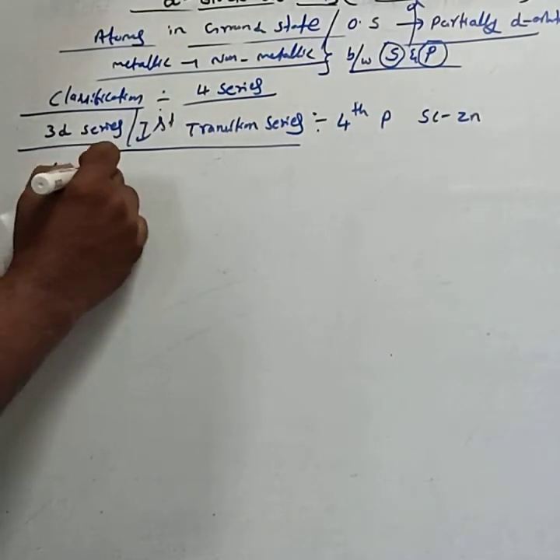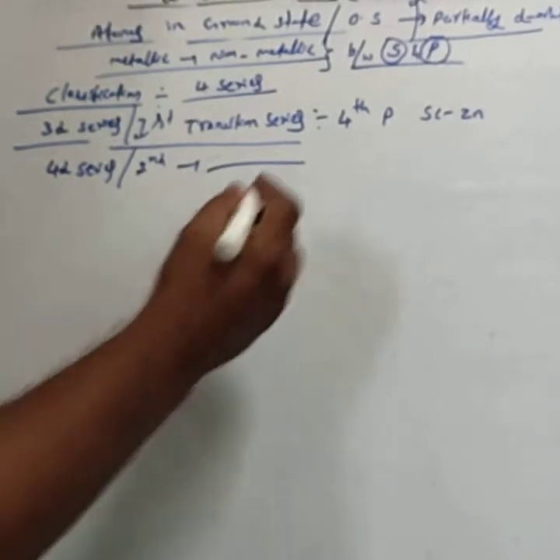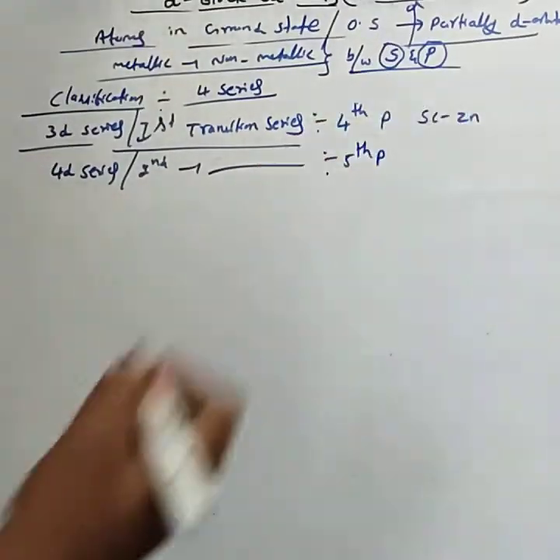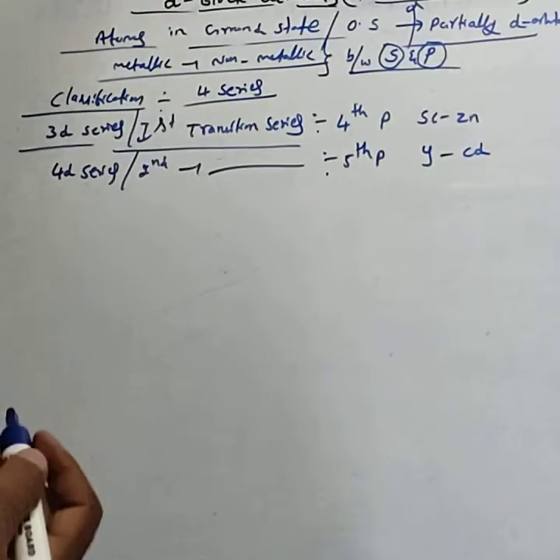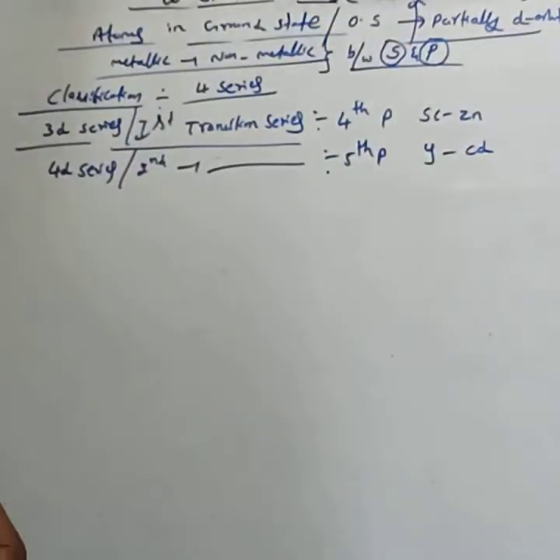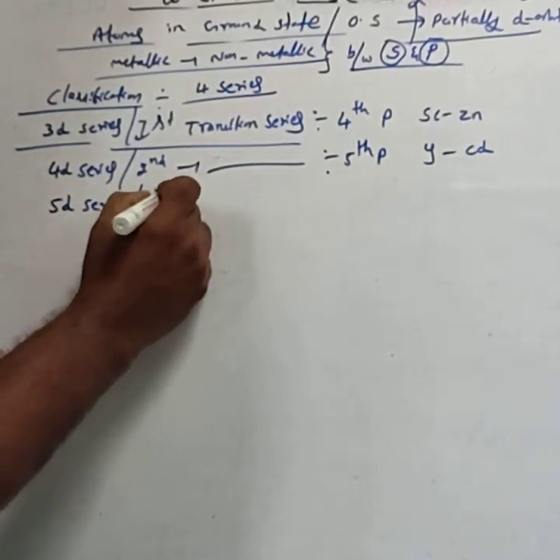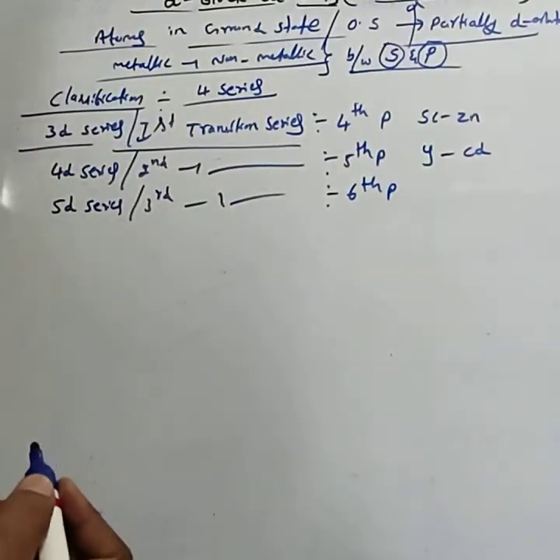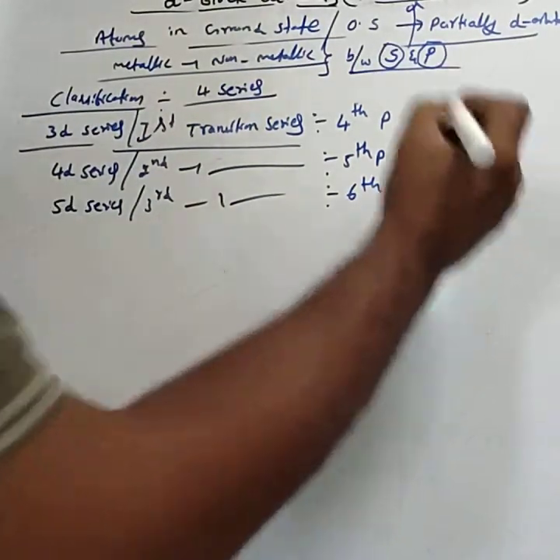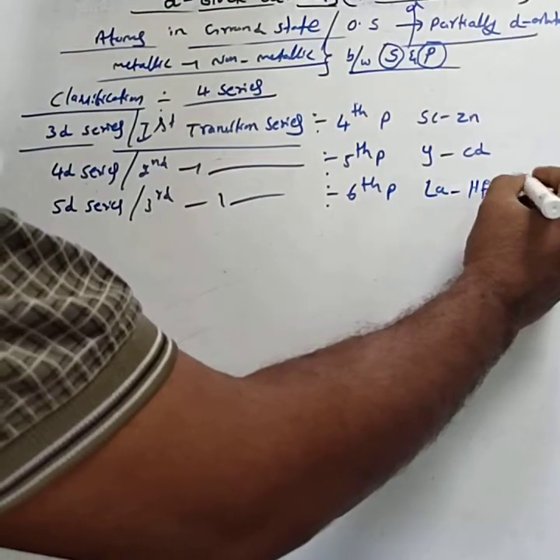Then the second one is the 4D series, called the second transition series. Nothing but the fifth period elements, that is yttrium to cadmium. Those are called the 4D series. Then the 5D series. The 5D series are the third transition series, nothing but the sixth period elements, considered as lanthanum followed by hafnium to mercury.